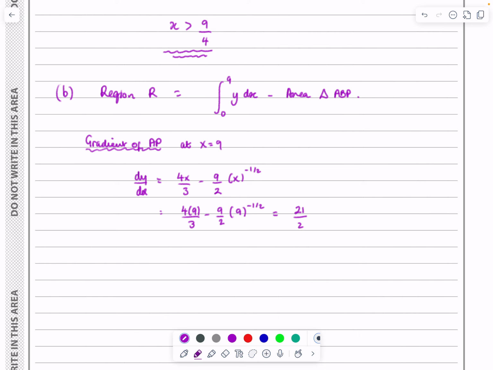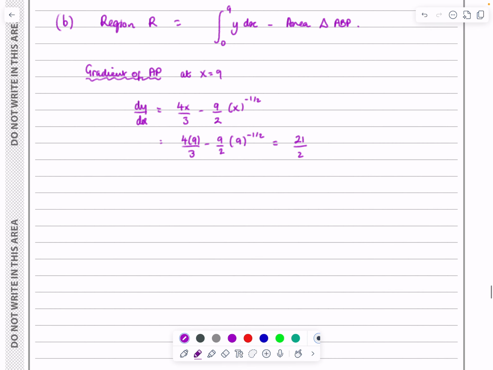So I've got the gradient of AP. If I've got the gradient of AP, it now means I can find the equation of AP. Building this up very, very slowly. The equation of AP is the equation of a straight line: y minus y1 is m times x minus x1. What do I need for those things? I need x1, y1, and m. x1, y1 is the point. The point was (9, 40). The gradient we've just found is 21 over 2.